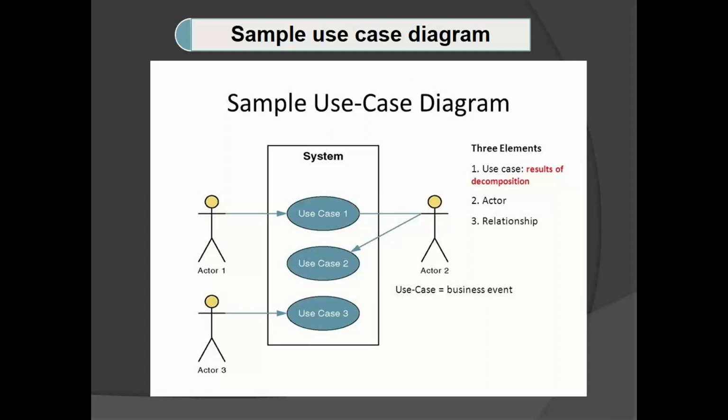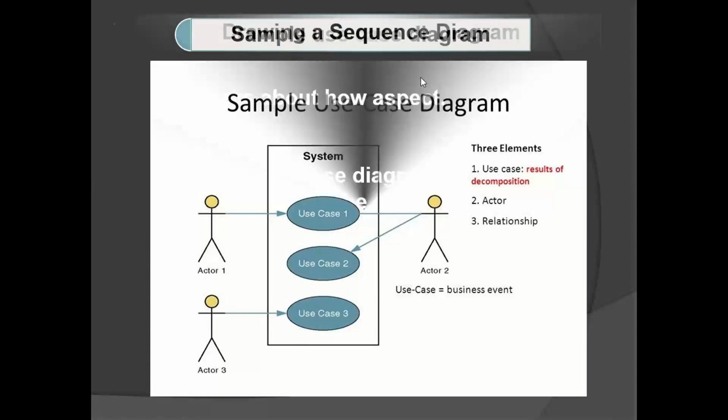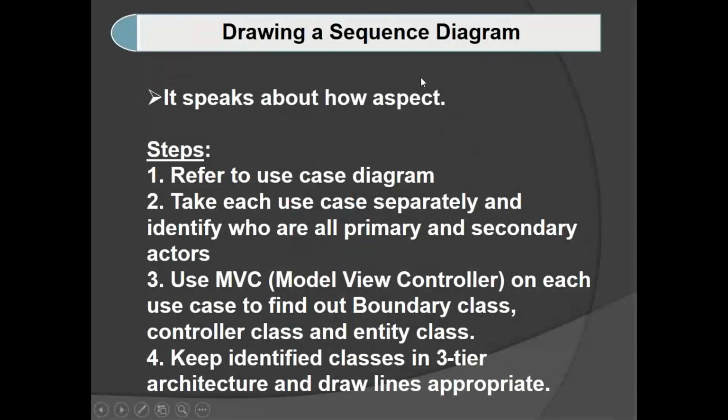The next one is the sequence diagram. The sequence diagram speaks about the how aspect, that is, how it is happening in the system. As the use case diagram speaks about the what aspect, in the same way the sequence diagram speaks about the how aspect. So here also we will have 4 simple steps to draw a sequence diagram. As I said, each and every use case diagram will lead to a sequence diagram.